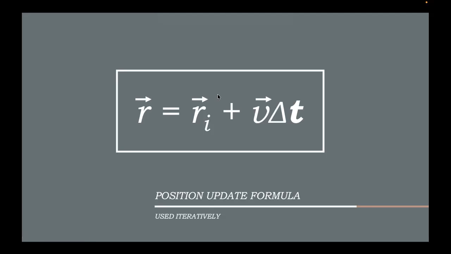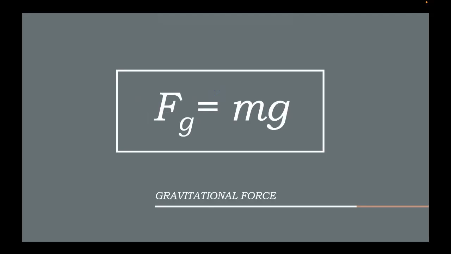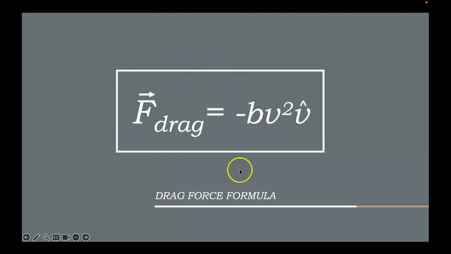that velocity is non-constant. And that non-constant velocity is due to the fact that we have gravitational force, Fg equals mass times g. And then we also have our drag force here, which is our proportionality constant times the speed squared times the unit vector of velocity.